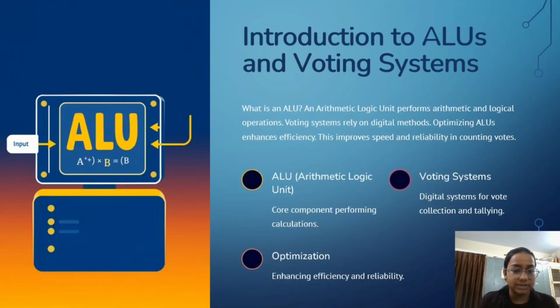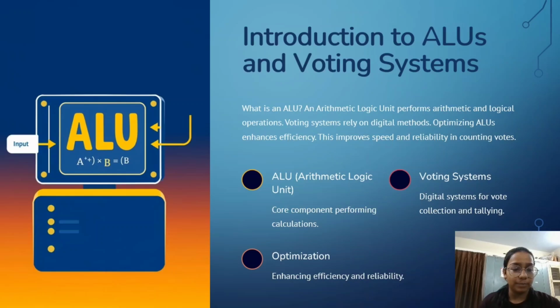Let's begin with the basics. What exactly is an ALU? An arithmetic logic unit is the heart of digital computation. It performs all the core arithmetic and logic operations within a computer system. In the context of a voting system, the ALU plays a critical role in processing inputs such as vote data and executing logic-based decisions, ensuring the system is digital and the voting is reliable.